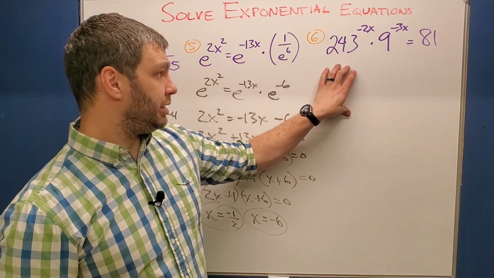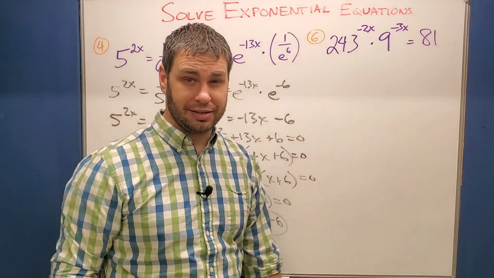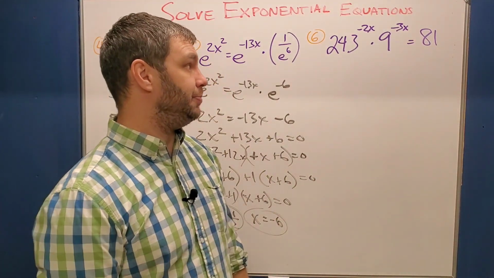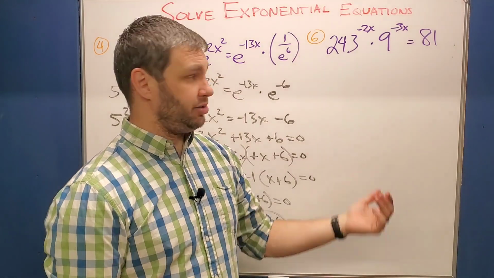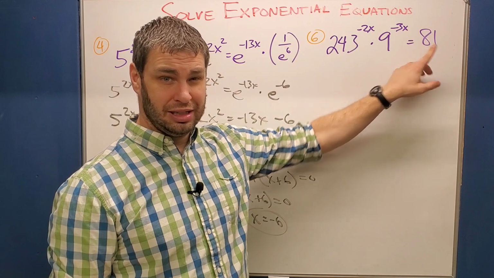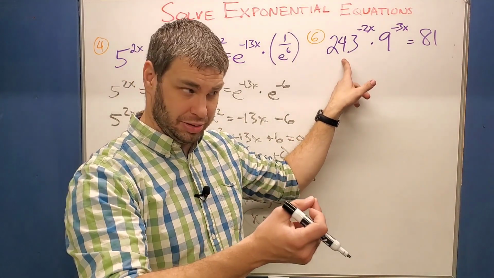All right, this last one that we're going to do today says 243 raised to the negative 2x times 9 to the negative 3x equals 81. All right, now you might need to check with the calculator. What I'm seeing right away is that this is 9. I can make this 9 squared. Can you make 243 as 9 raised to something? No, you can't.